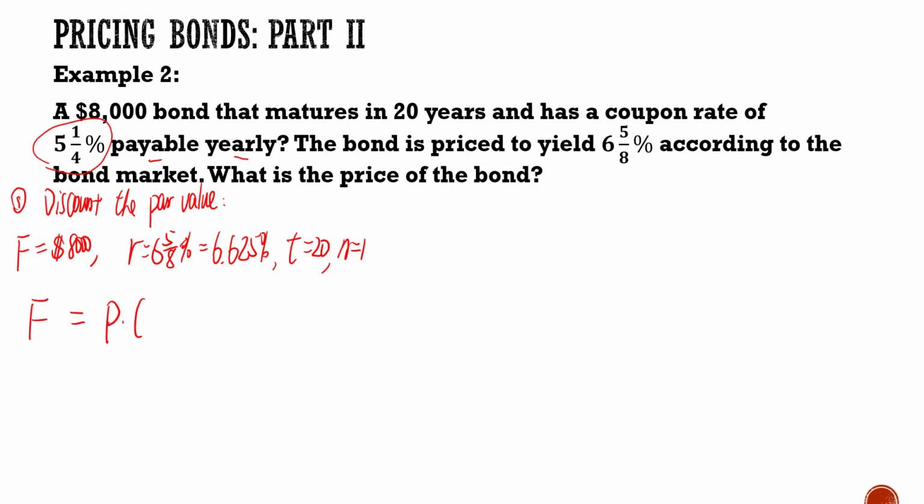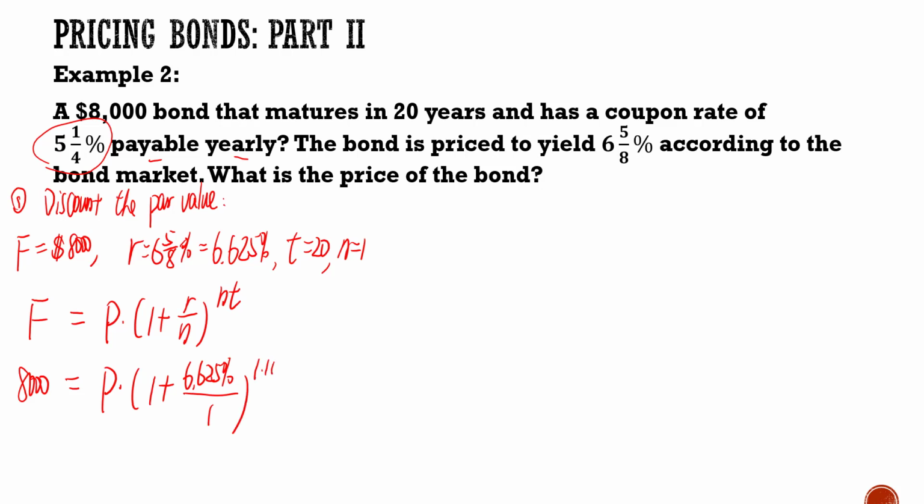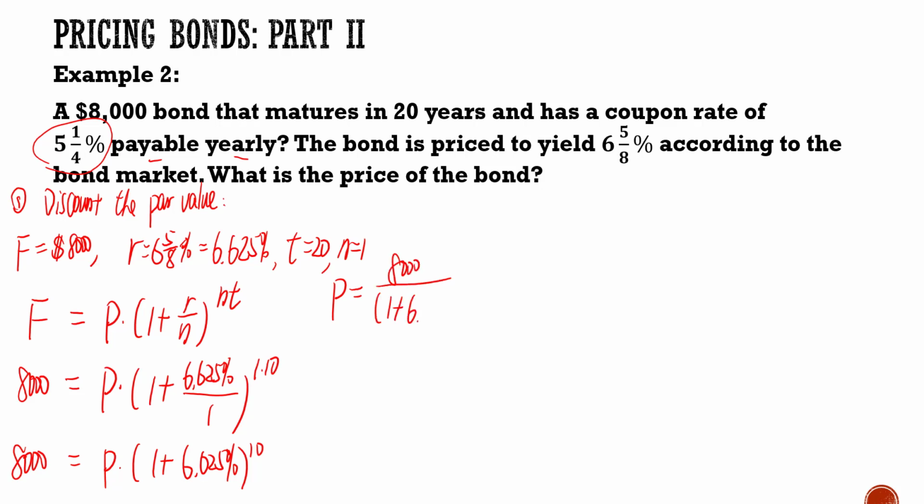So it's present value times 1 plus r over n to the n times t. So the future value is 8,000, and the rate is 6.625% over 1, to 1 times 20. One more time, we simplify: 8,000 equals present value times 1 plus 6.625%. Now the present value of this is equal to 8,000 over 1 plus 6.625% to the 20th power. Let's see what that is.